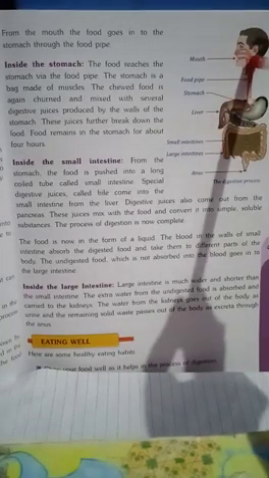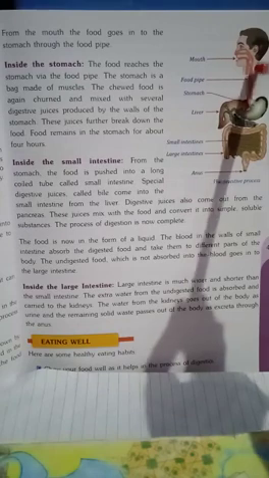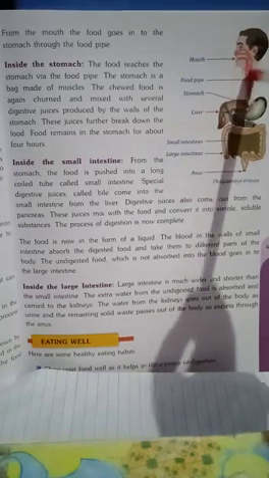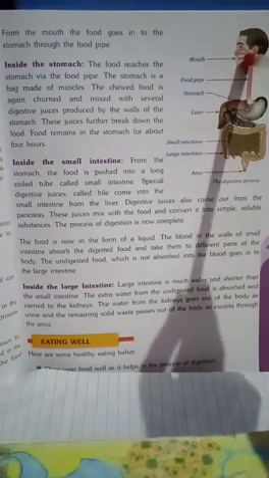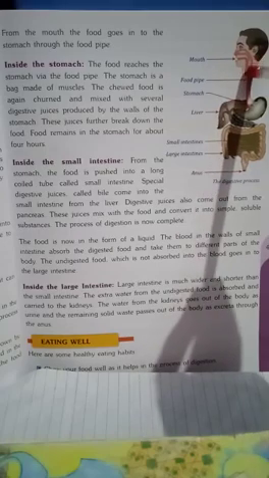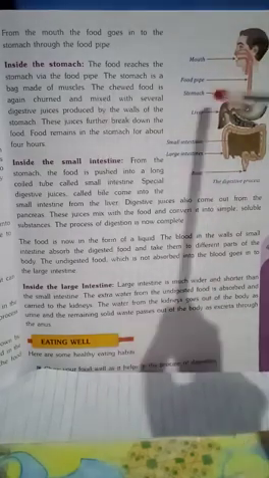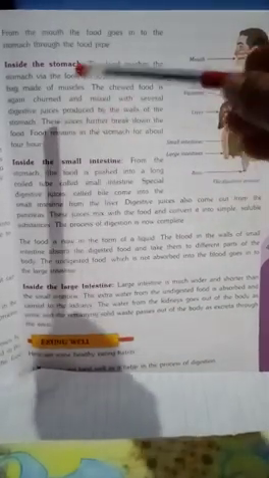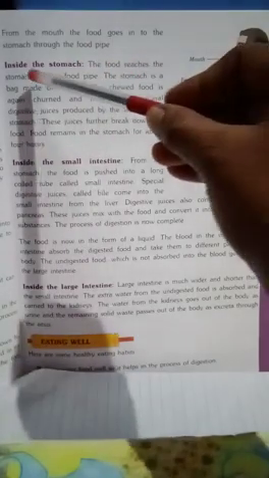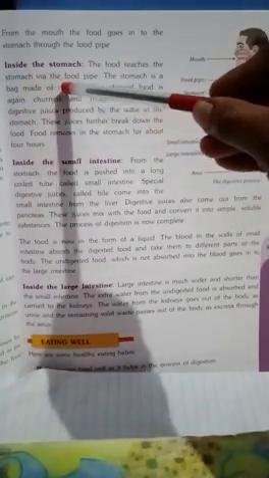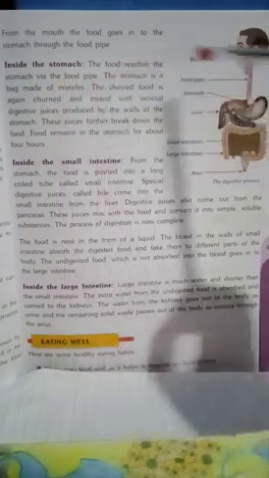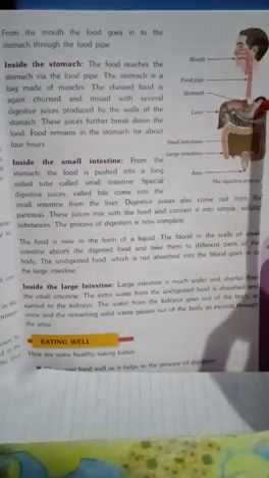Then the food goes into the food pipe. This is represented as the food pipe, students. Next, what happens inside the stomach? The food reaches the stomach via the food pipe.